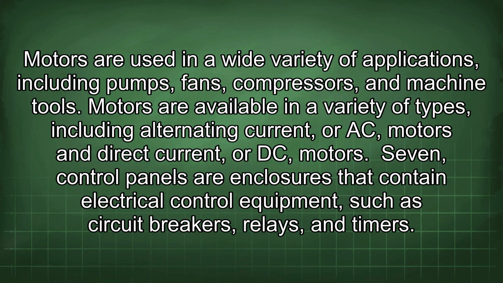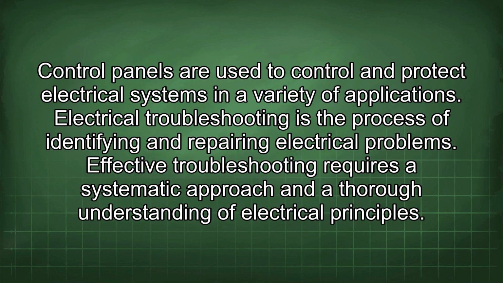7. Control panels are enclosures that contain electrical control equipment, such as circuit breakers, relays, and timers. Control panels are used to control and protect electrical systems in a variety of applications. Electrical troubleshooting is the process of identifying and repairing electrical problems. Effective troubleshooting requires a systematic approach and a thorough understanding of electrical principles.